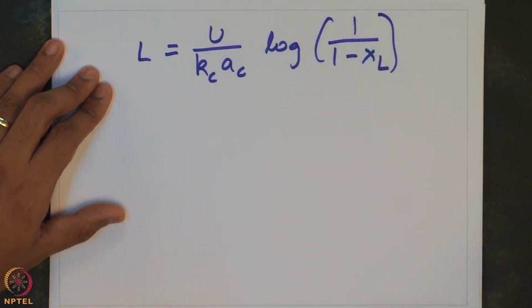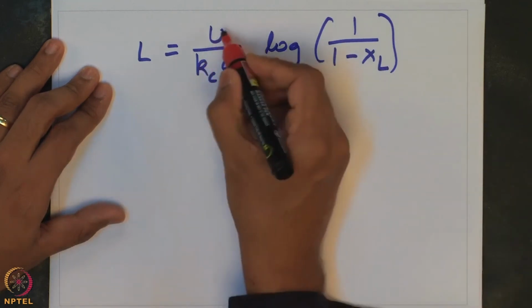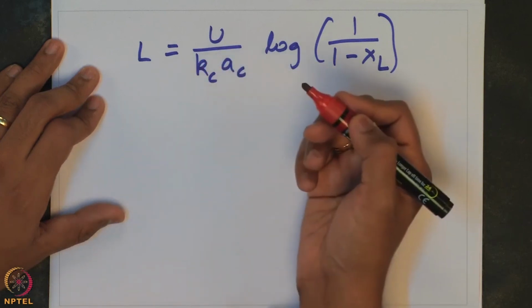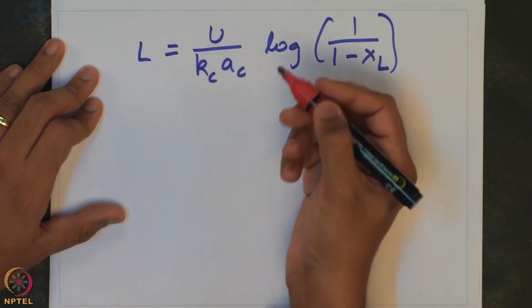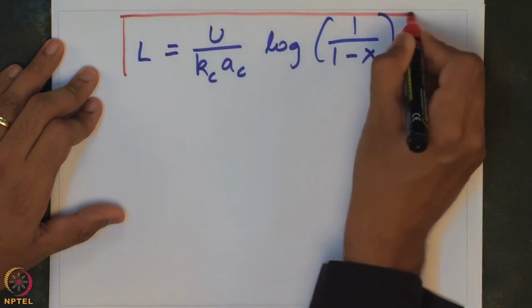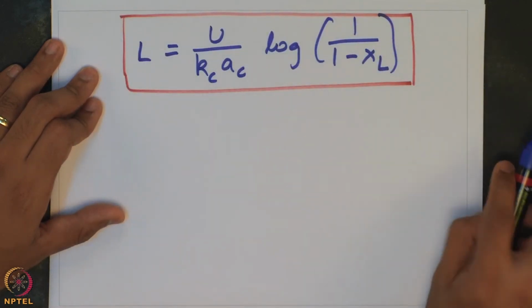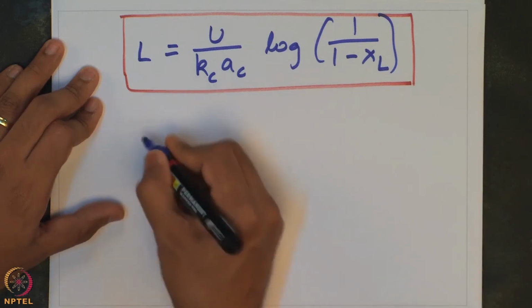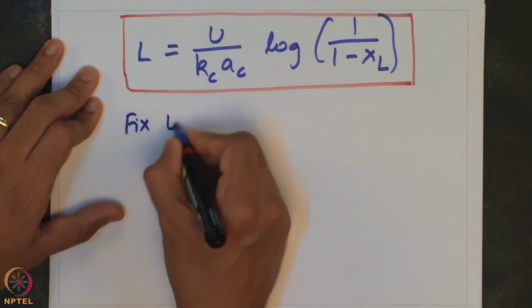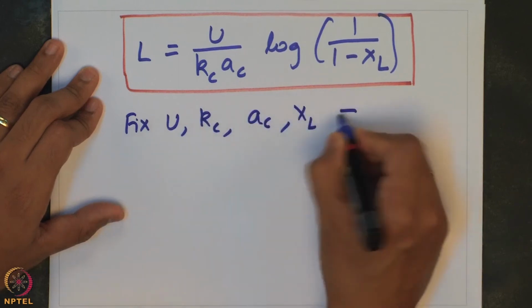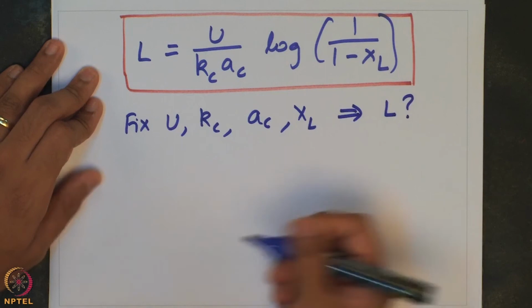So, if I know what is the conversion that needs to be achieved, and if I set the superficial velocity and the mass transport coefficient by fixing other properties, then I can actually find out what is the length of the reactor that is actually desired to achieve a certain conversion. So, I can ask a question as to, if I fix my U, Kc and Ac and XL, what is the length of the reactor.